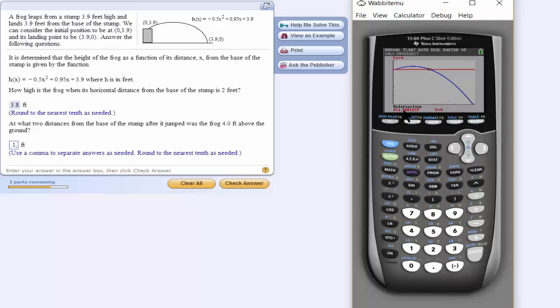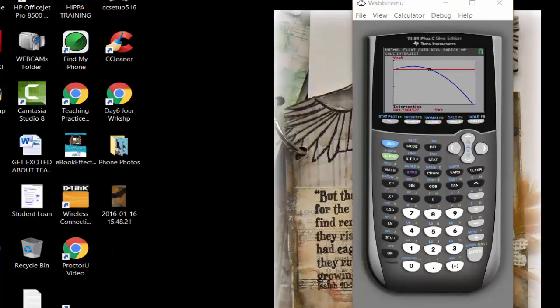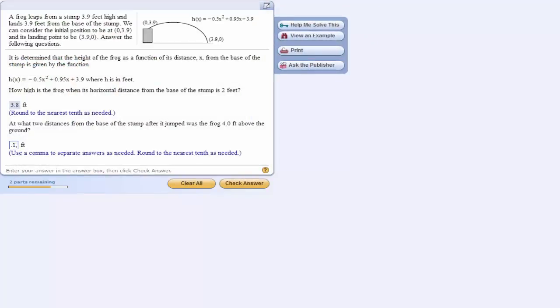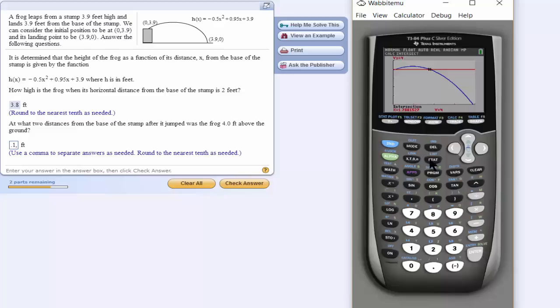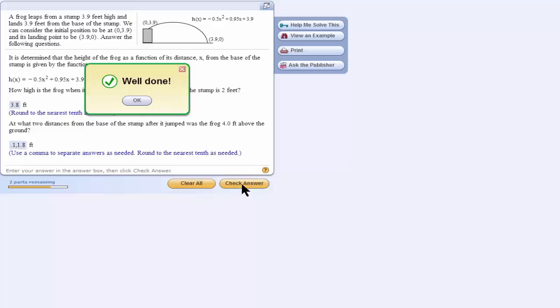1.7881527, but we're only rounding to the first decimal place. So this 8 is going to cause the 7 to round up. So I go back over here, and we'll get it all together eventually. 1.8. All right, let's see. Woohoo!